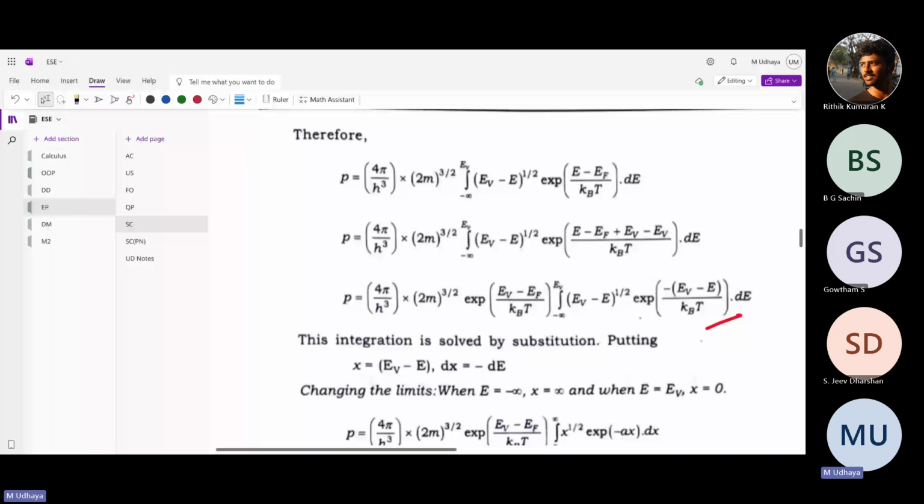So a is equal to 1 by kT, same thing. x is equal to, in this case, Ev minus E. And what happens to the limits when you substitute? When E is equal to minus infinity, then Ev plus infinity will be there, so x will become infinity. Similarly, when you substitute E equal to Ev, x will become 0. So technically it becomes 0 to infinity. So it will always be 0 to infinity. Yes, so we took this nicely. I think they reverse the sign somewhere. They should have reversed the sign, minus infinity to 0. Okay, did they?